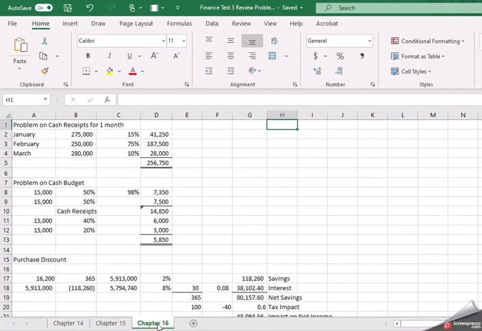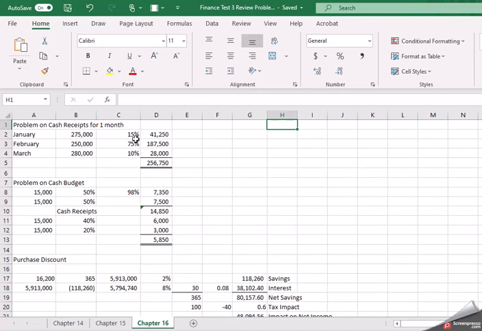Okay, then chapter 16, we have a few different problems. We have the cash budget problem. So we've got, they're preparing a cash budget for March. Their first quarter, they forecast their first quarter sales to be $275,000 for January, $250,000 for February, $280,000 for March.